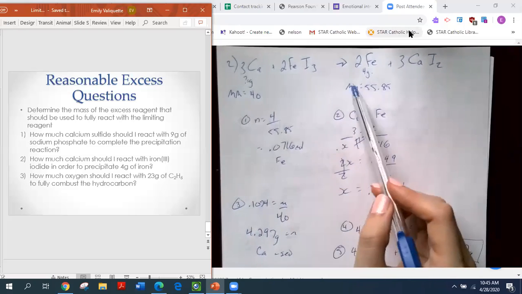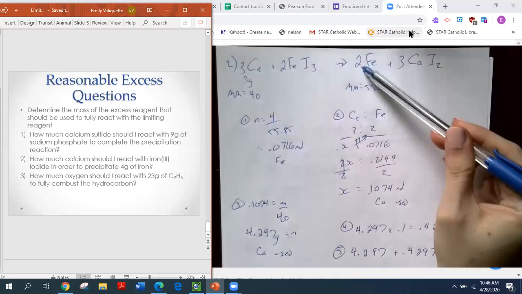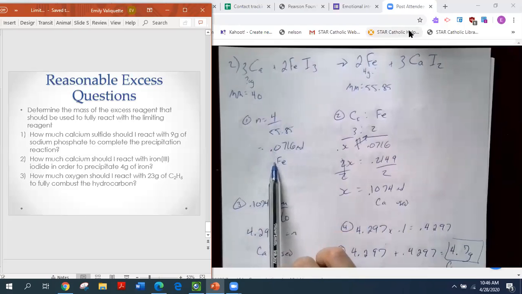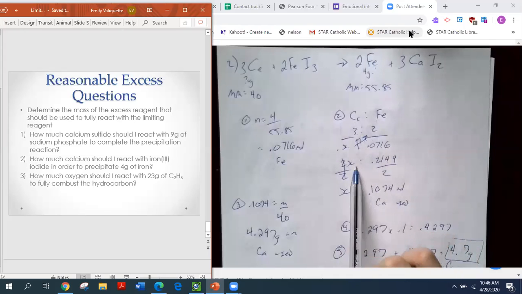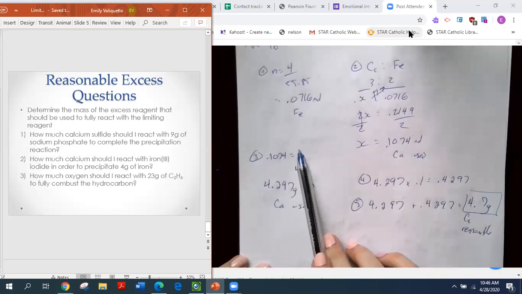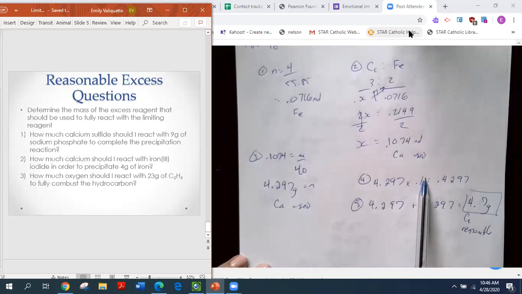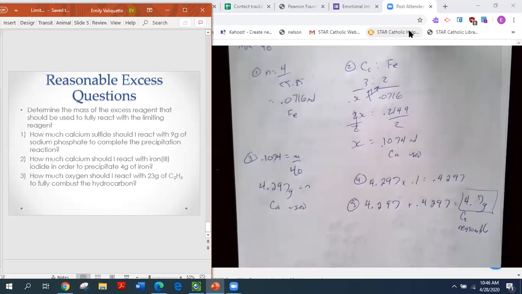So I'm going to find the molar mass of both of those. Then I start by doing moles equals mass over molar mass for the thing I have the mass of. That gives me 0.0716 moles of the iron. Then I set up a mole ratio between the calcium and the iron, which is a 3:2 ratio, which should give you 0.1074 moles of the calcium that would be used up. I'm then going to convert that moles of calcium to mass by using moles equals mass over molar mass and get 4.297 grams of calcium used. I then multiply it by 0.1 to figure out what 10% of that would be, which is 0.4297. And then I add that to the 4.297 to get roughly 4.7 grams. That should be reasonably used.